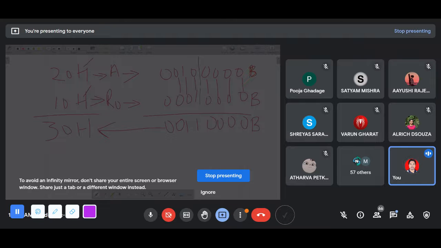Now try to understand what I am doing now. I am just drawing a single line from here. All of you pay attention. Suppose I am doing the addition of two 8-bit numbers, and there is a carry generated.